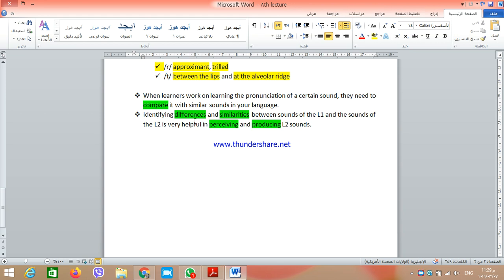As I said, identify the differences and similarities between the sounds that are similar in the two languages, the L1 sounds and the L2 sounds. The L1 for us, I mean Arabic, and the L2 for you as learners is English. If we identify the differences and similarities between L1 and L2 sounds, this will help much in perceiving and producing L2 sounds correctly. Perceiving means to hear them correctly, and producing them means to pronounce them correctly.